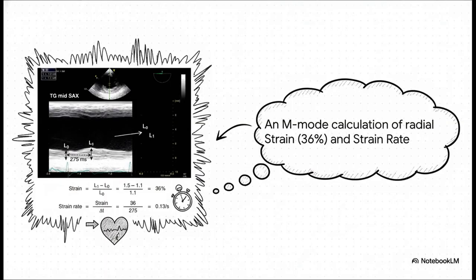And here's a perfect example of how we put those formulas to work. What we're looking at is an M-mode tracing through the LV wall.